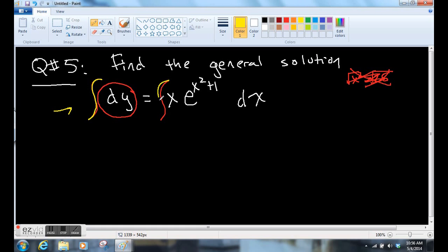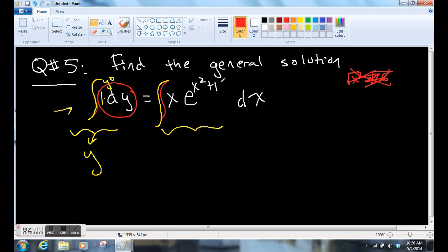So the integral of dy is just y. Why is it y? Because this is 1. So you have like 1 times dy, and the integral of that is y. Again, you could think of it as y to the 0, and you add 1, so it's y to the 1. Okay. This side's going to be a little bit trickier because they gave us a slightly more complicated derivative.